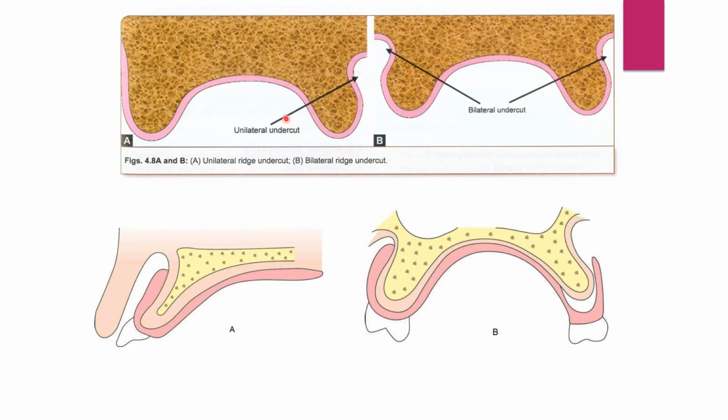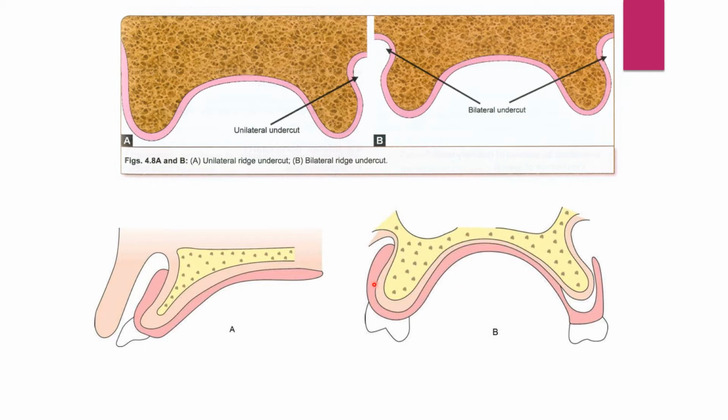So in this picture it shows undercut in the anterior region. So here the undercut is there. It can be tackled by changing the path of denture insertion. So the path of the denture insertion is changing. So the undercut in the anterior region can be tackled.